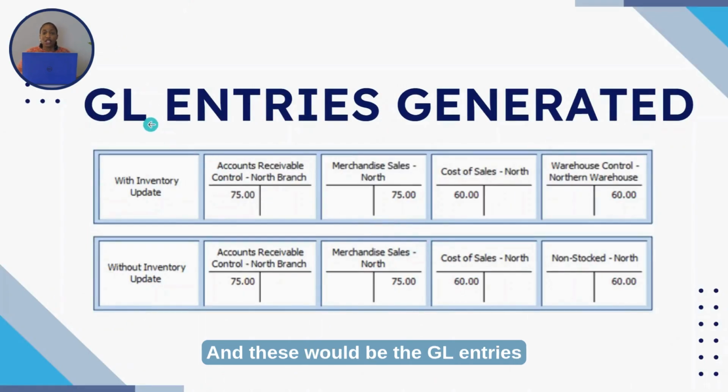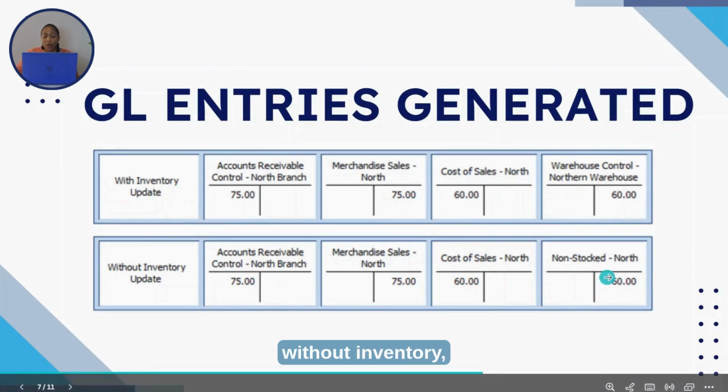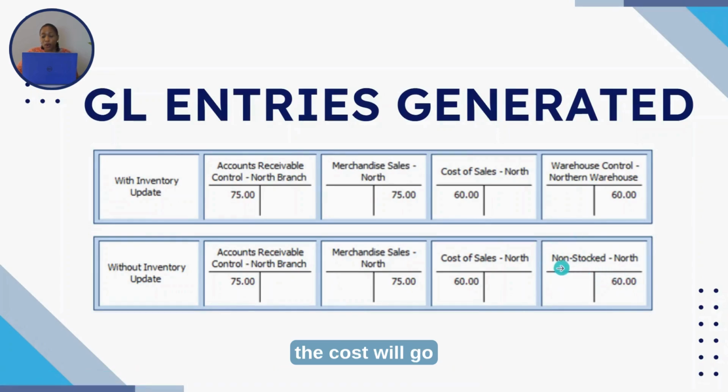And these would be the GL entries generated from that process. This is with inventory update and this is without inventory update. Again, the only difference is that without inventory, the cost will go to the non-stocked warehouse, Northern warehouse, and with the inventory update, the cost that would be credited would be going to the warehouse control account.